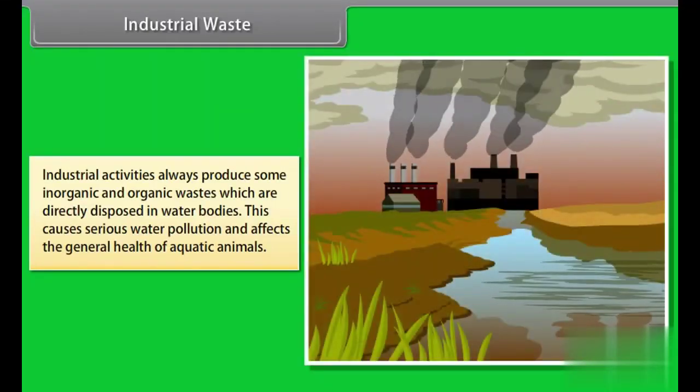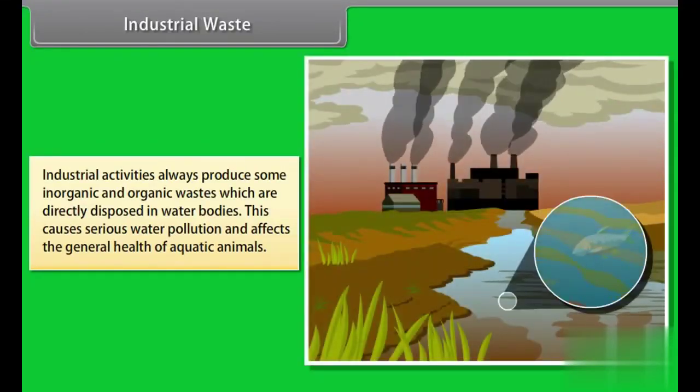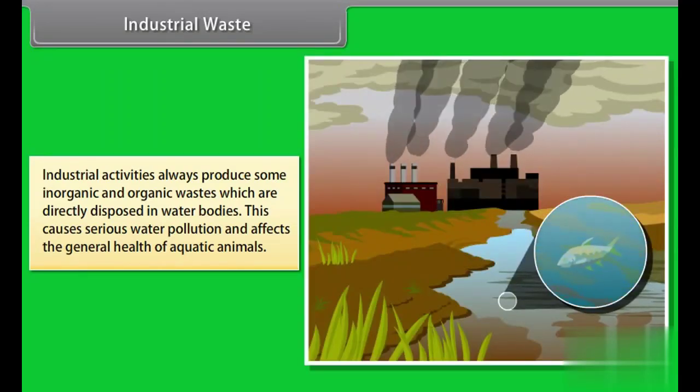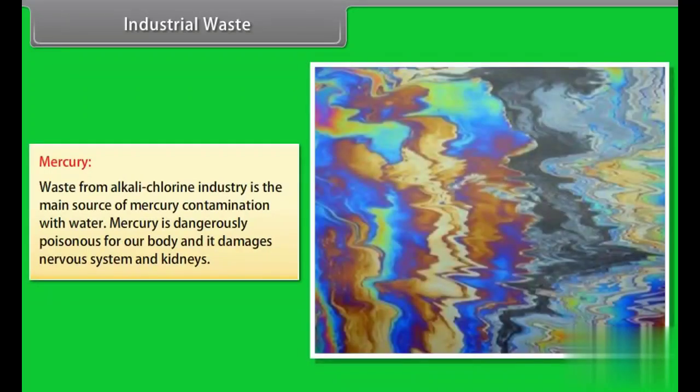Industrial waste. Industrial activities always produce some inorganic and organic wastes which are directly disposed in water bodies. This causes serious water pollution and affects the general health of aquatic animals. Effects of pollutive action of different metals are: mercury. Waste from alkali chlorine industry is the main source of mercury contamination in water. Mercury is dangerously poisonous for our body and it damages nervous system and kidneys.